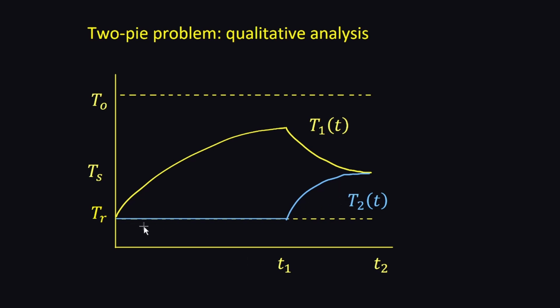During the first time period, 0 to little t1, the second pie stays at the room temperature. It is placed into the oven at time little t1, so its temperature begins to rise. We hope to find the intersection of the two graphs at time t2 and temperature Ts. This means at time T2, both pies reach the serving temperature Ts. We will then set up the equations based on this graph.